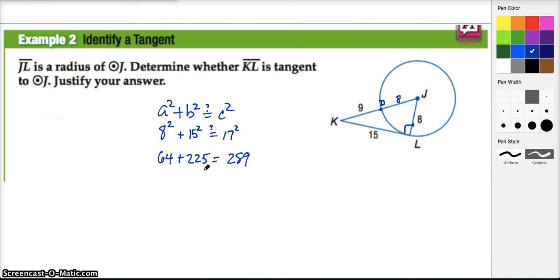So if I add these guys up, are they equal? Drum roll, please. Okay, no drum roll is necessary. 64 plus 225 is 289. Woohoo! It is the truth. So yes, this is a right triangle. Yes, this is the right angle. And yes, therefore, KL is a tangent line to this circle, a tangent segment to this circle. Feeling good.